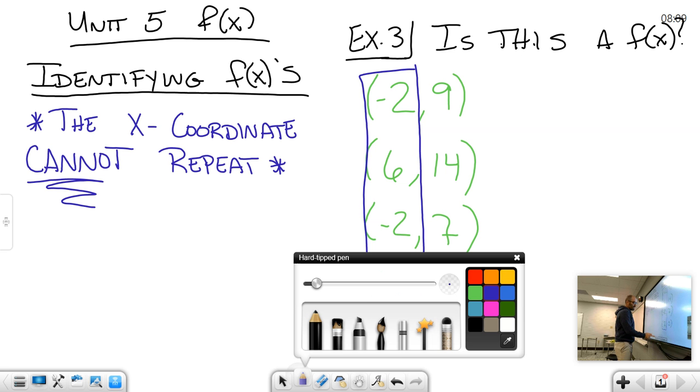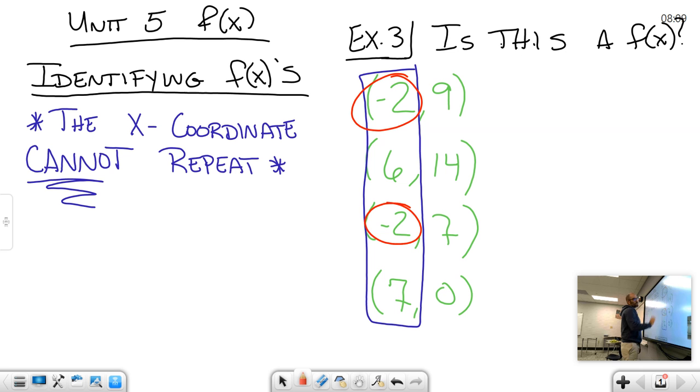Reason being that it's not a function, my x repeats. I have a negative 2 here and a negative 2 here. So those make this not a function. When my x's repeat, it's not a function.